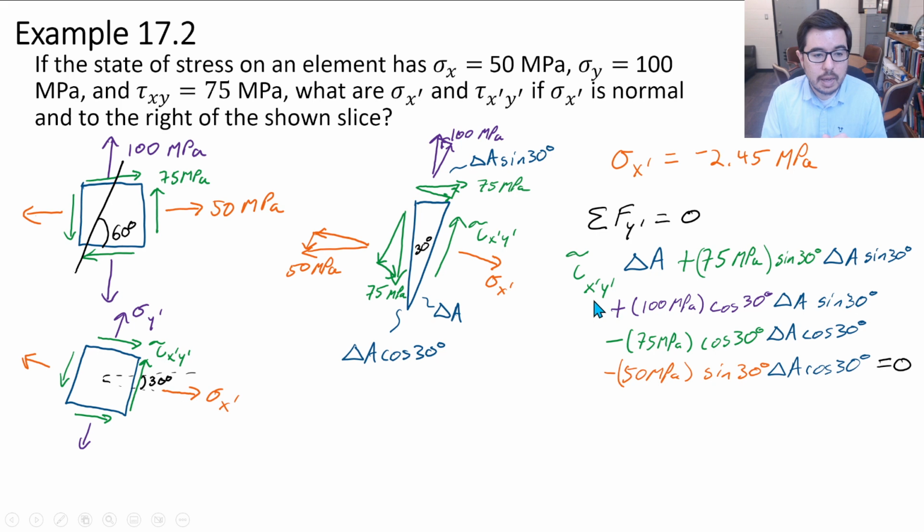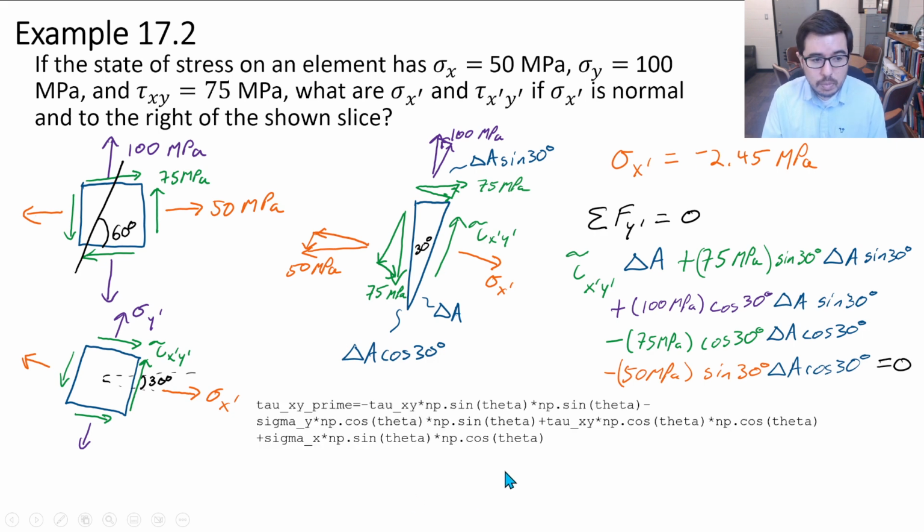Okay, the tau x prime y prime delta A, right? And then there are 4 vectors of stresses that came from the original element, or the original orientation of the element. And you can plug that in and get a calculated result. All right. So that is the content I wanted to share for the first portion. The next 2 portions, I promise, will be much shorter. Okay.